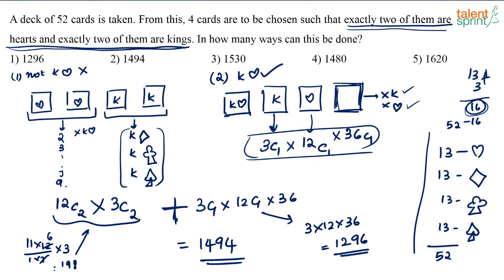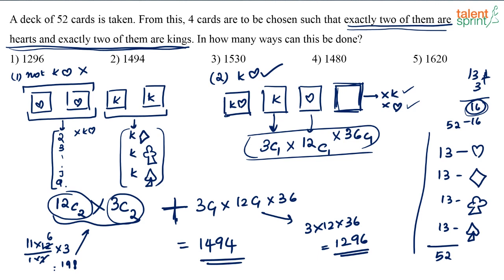So what is the first case? The first case is where I don't have King of Hearts in the cards that I choose. So the 2 hearts that I am choosing can be any of the hearts from 2 to 10 or Jack and Queen. That is any of the remaining 12 heart cards, right? Out of that, any 2 cards I can choose. This can be done in 12C2 ways. Similarly, the 2 king cards that I choose can be any of these 3 cards. So that can be done in 3C2 ways. So this is the case when I am not taking a King of Hearts at all.